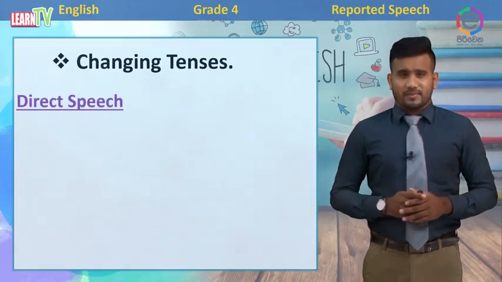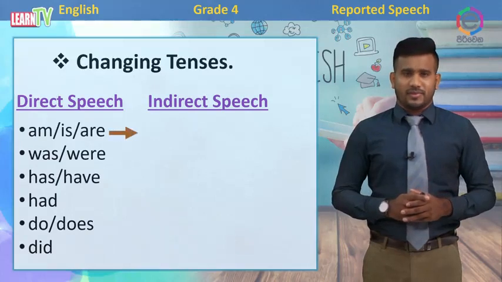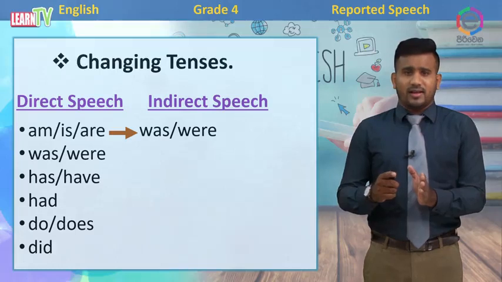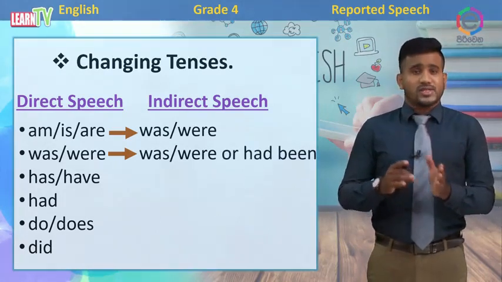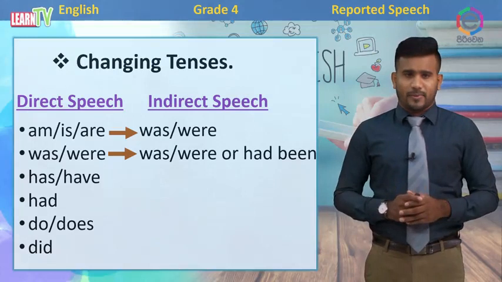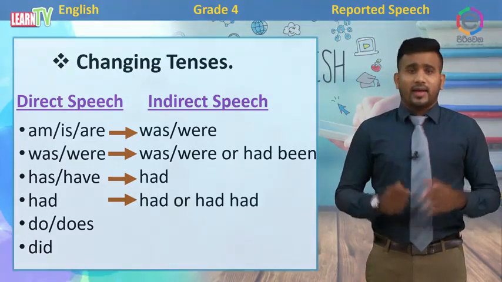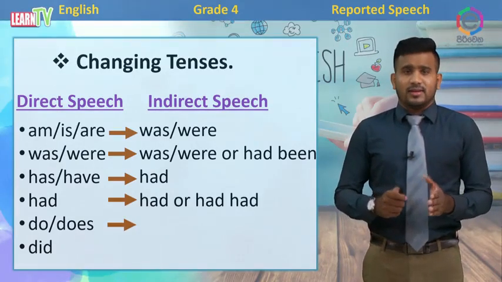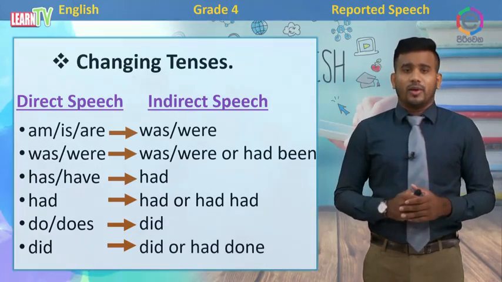Change in tenses. Direct speech and indirect speech. Am, is becomes was, were in indirect speech. Was, were becomes had been. Has, have becomes had. Had becomes had had. Do, does, did becomes had done.